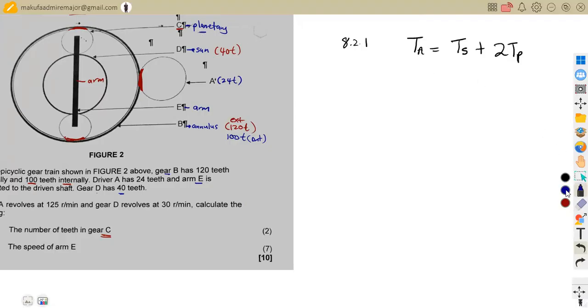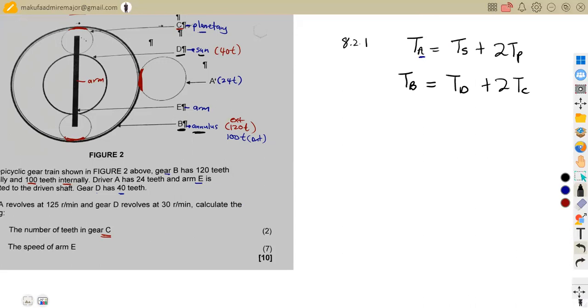So let us write it in terms of what we are given. TA, where A is for the annulus. Our annulus in this case is the gear B. So we are saying TB is equal to TS, the sun gear. The sun in this case is our gear D. So it's TD plus 2 times the planetary gear, which is C. So we can calculate the number of teeth on gear C. That is the condition there.